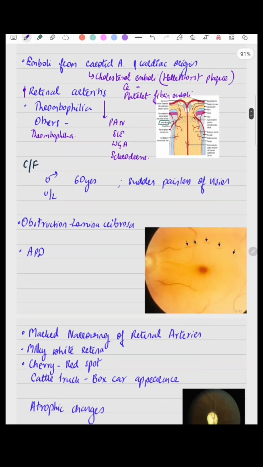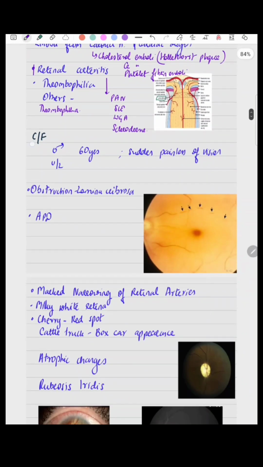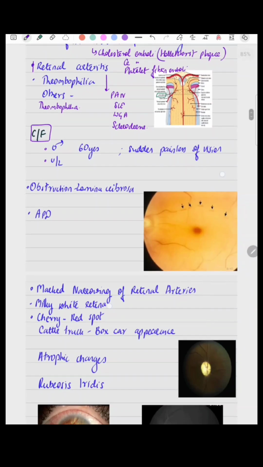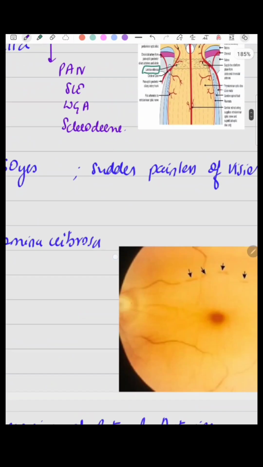Now, clinical features, we are talking about retinal artery occlusion. Most commonly it is seen in males, with a mean age at onset of 60 years. Usually it is unilateral. In central retinal artery occlusion, the obstruction is at the level of the lamina cribrosa.